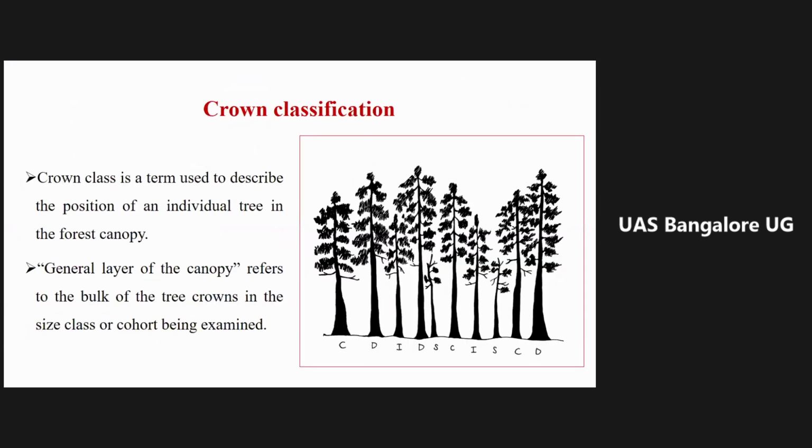Then we'll move on to the crown classification. The crown class is a term used to describe the position of an individual tree in the forest canopy. Another term in crown classification is the general layer of the canopy. Remember this; I will discuss it in the different classifications. The general layer of the canopy refers to the bulk of the tree crowns in the size class. Size class depends mainly on height and diameter, also the canopy of the trees. It is also called size age classes. So this is a brief introduction about crown classification, tree canopy and tree crown.